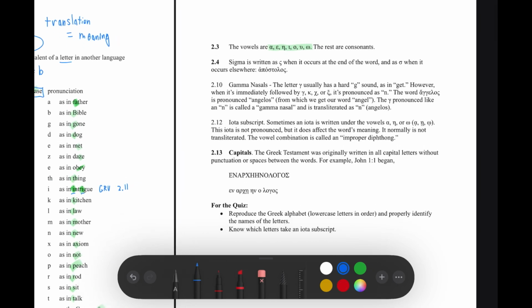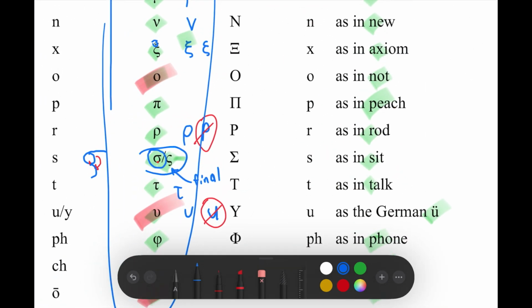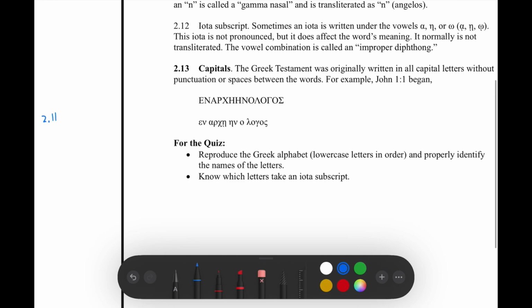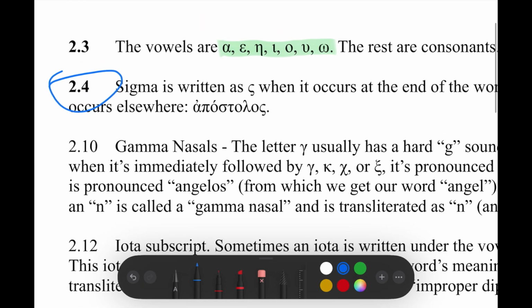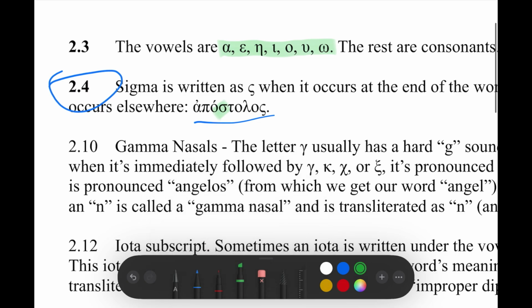So there's your 7 vowels highlighted. The rest are all consonants. They operate consonantally. As we've already talked about, sigma has 2 forms. So just keep those 2 forms of sigma in mind. Learn both of them. And then he illustrates that word, apostolos. Apostolos has both forms of sigma in it. So there's the S sound in the middle, apos, and then at the end, apostolos. So again, that just illustrates the importance of recognizing that both are showing up there.